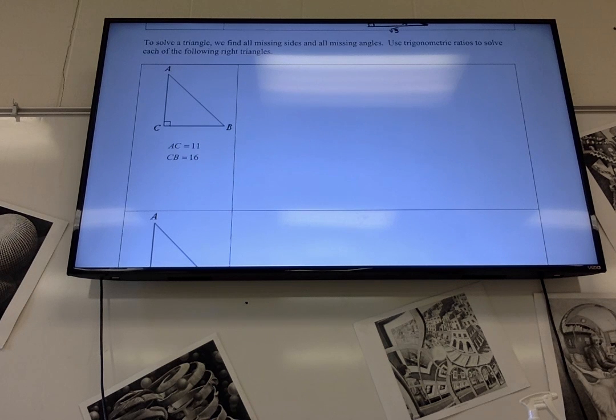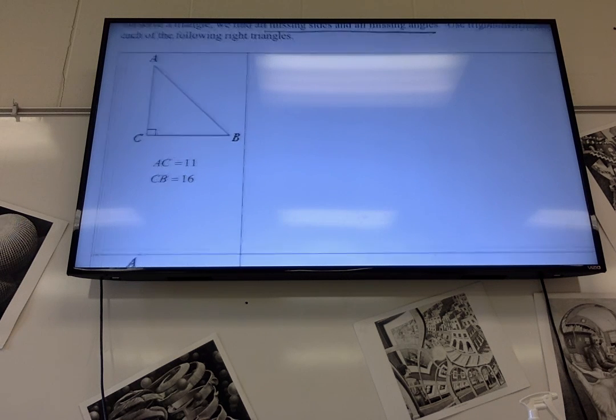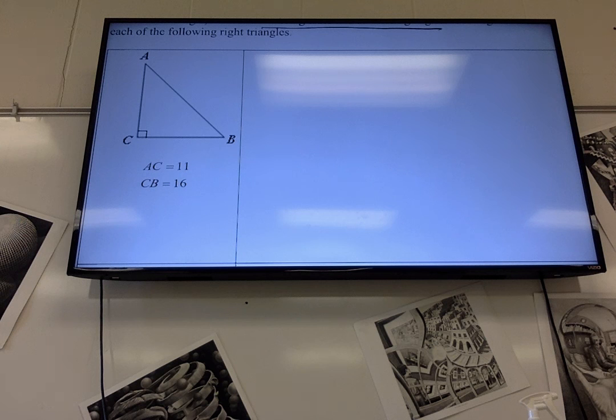Okay. To solve a triangle, we find all the missing sides and all the missing angles. So if I ask you to solve a triangle, that means you find all the missing parts. And we're going to practice this stuff with the trig ratios to solve each of the following right triangles. So I'm just going to make this a little bit bigger. I'm going to label everything we have. We know that AC is 11. We know that CB is 16. We don't know BC.